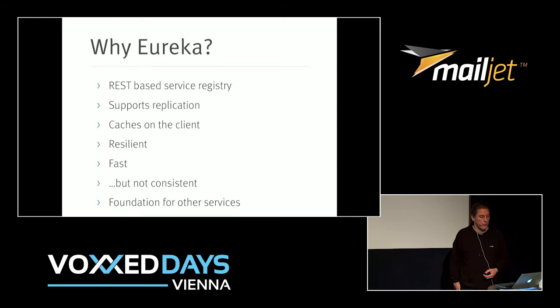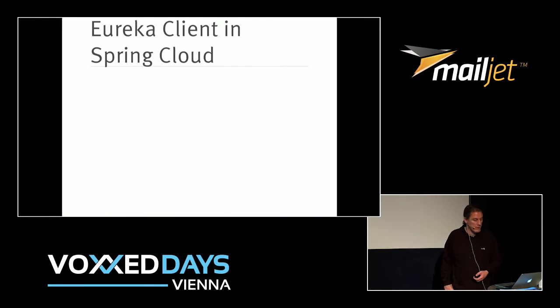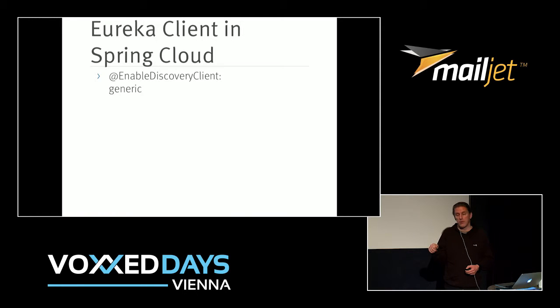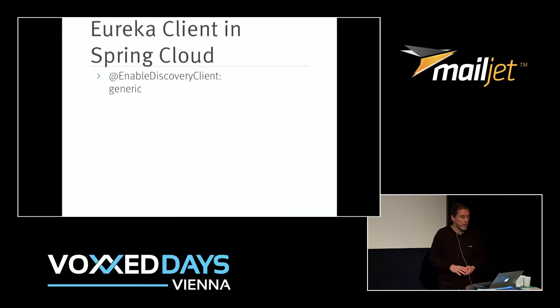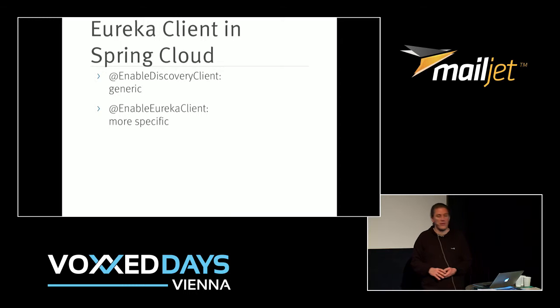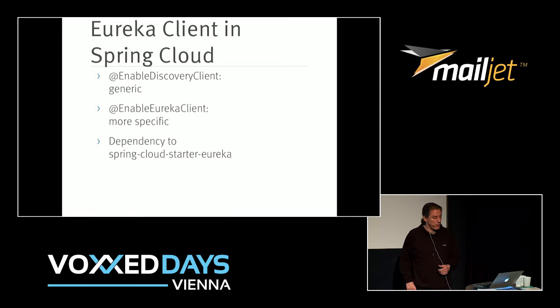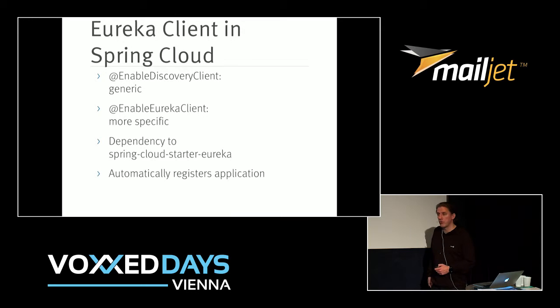So how do you do that? How do you use Eureka? So there is the Eureka client, and in order to use it, you would need to add an annotation like @EnableDiscoveryClient to your code, just like @EnableAutoConfiguration, which we've seen before. This is a generic annotation, so using this annotation, you will actually be able to use the application with different service discovery technologies. So for example, there's also support for Consul in Spring Cloud, and you could use that too. Or you could be more specific and say, okay, I really want to use Eureka here. Then you need to have a dependency to Spring Cloud Starter Eureka, and then the application is registered automatically.